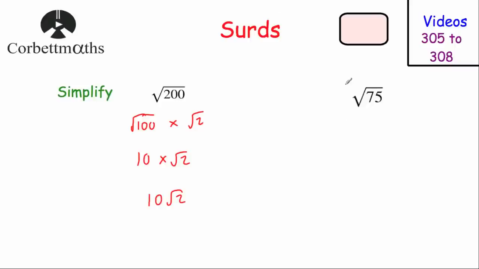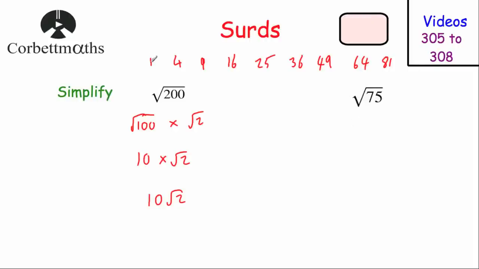Okay, let's have a look at our next one. We're going to simplify the square root of 75. What we're going to do is look for the biggest square number we can divide 75 by. So let's write down our square numbers: 1, 4, 9, 16, 25, 36, 49, 64, 81, and so on. I'm not going to go any further because we've gone past 75. And we're looking for the biggest square number we can divide 75 by.